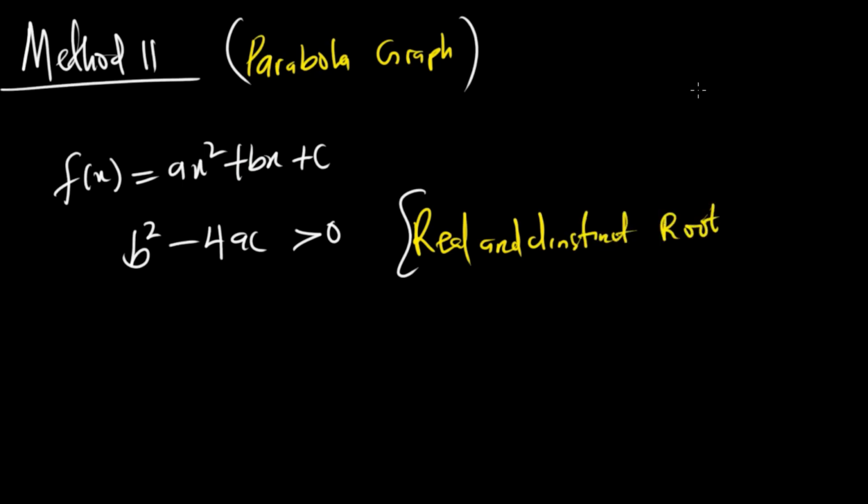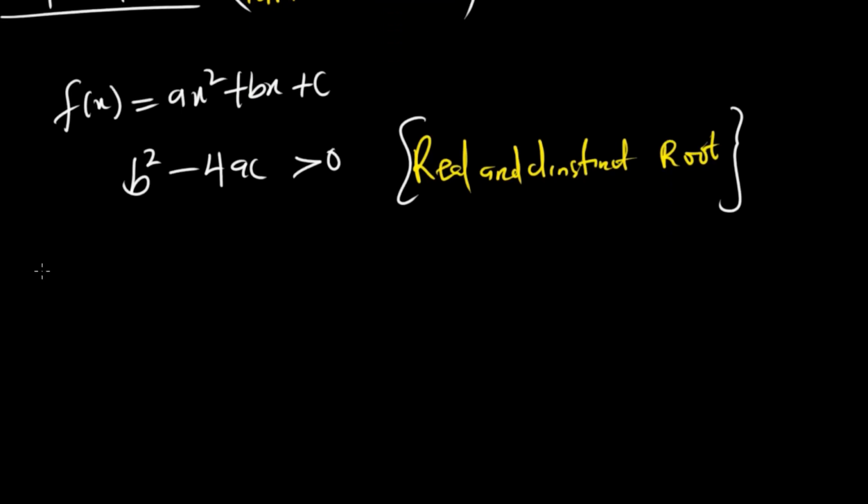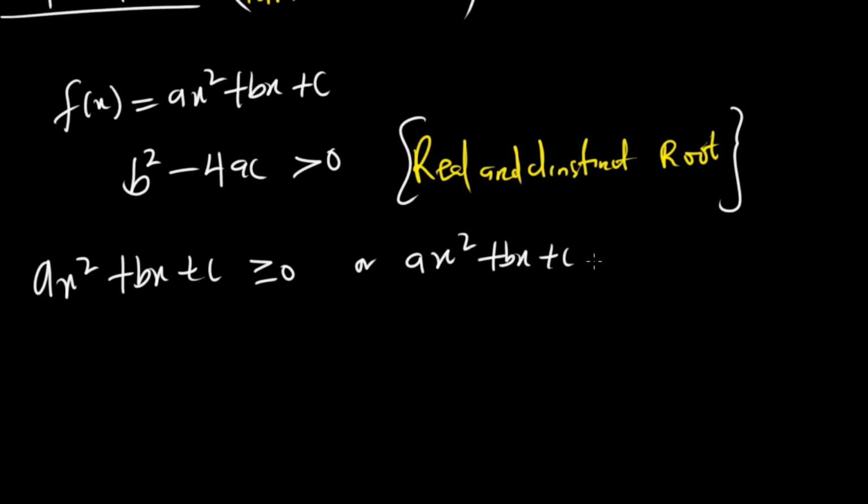So meaning we are going to have two different roots, alpha and beta, to form the roots of this quadratic equation, given that b squared minus 4ac is greater than 0. We are going to be using this fact to solve a quadratic inequality in one variable. We know that the graph of a parabola crosses the x-axis at two distinct points, given that we have real and distinct roots. This fact can be used to solve the inequality of the form ax squared plus bx plus c is greater than or equal to 0, or ax squared plus bx plus c is less than or equal to 0.